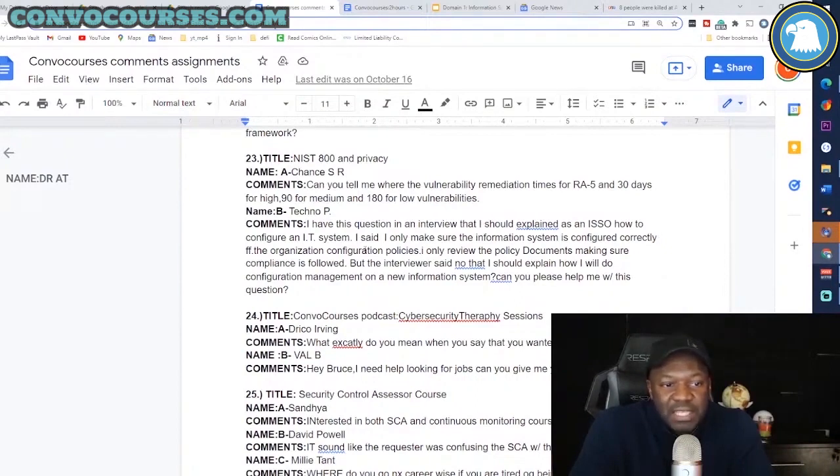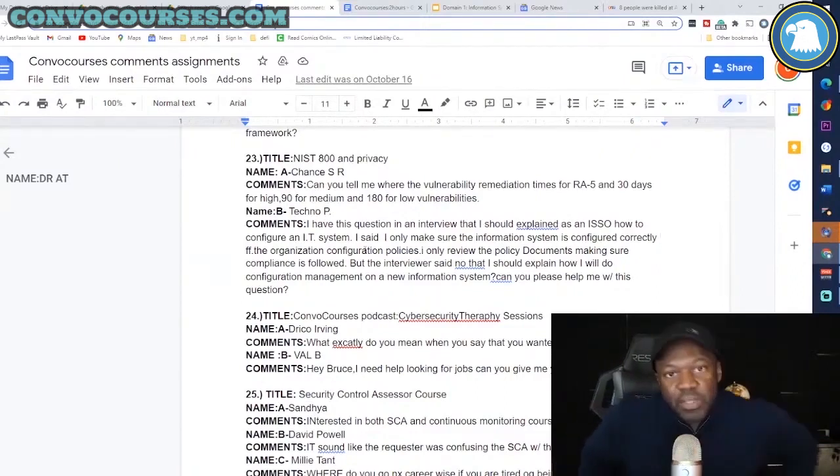I've seen organizations say 3 days for criticals or highs, a week for mediums, and 90 days for lows. It depends on the organization and what they're doing. So the organization can write their own policy that states this is how we're going to do it, right?